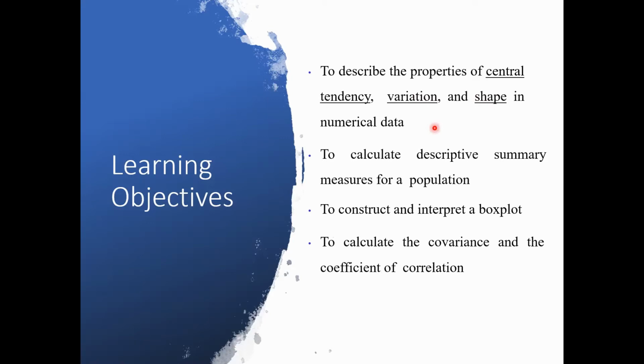So we talked about types of data, two types of data, categorical data and numerical data. From chapter 3 onwards, in this particular chapter specifically, we will be looking at numerical data, and we will be looking at properties of numerical data such as central tendency, variation and shape. We will also calculate descriptive summary measures for population, construct and interpret a box plot, calculate the covariance and the coefficient of correlation.